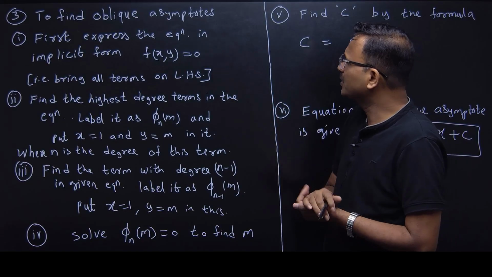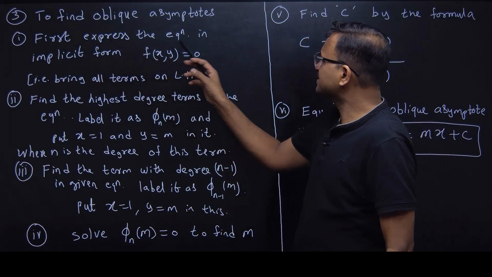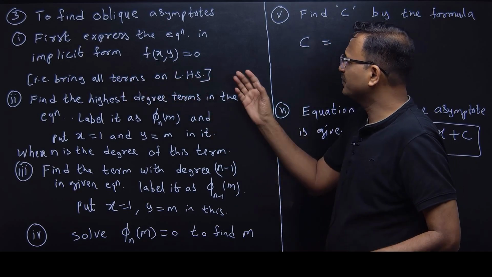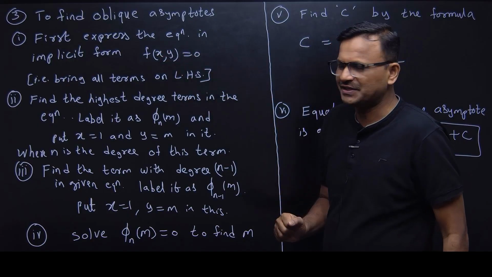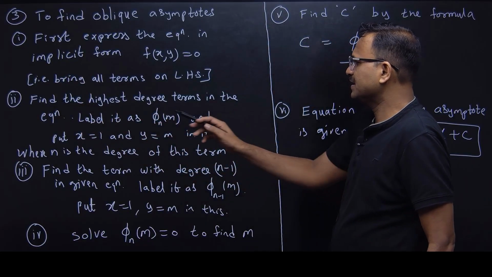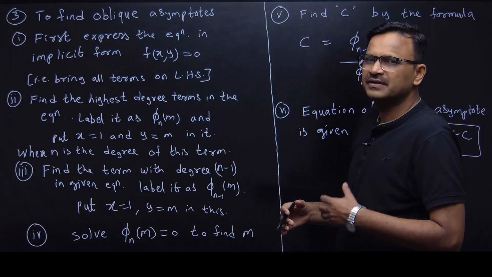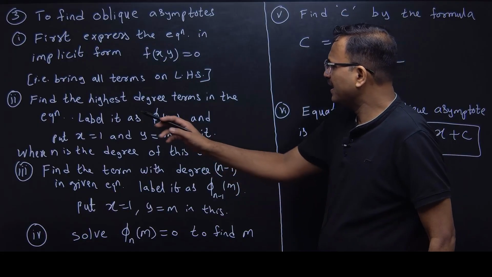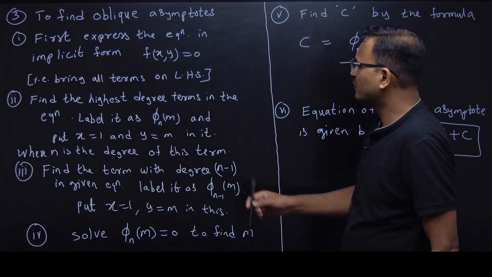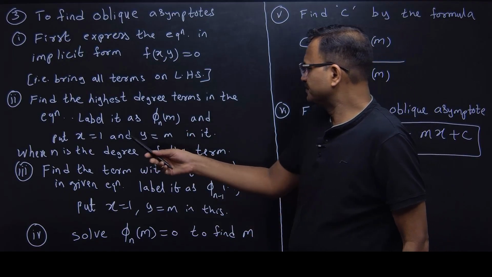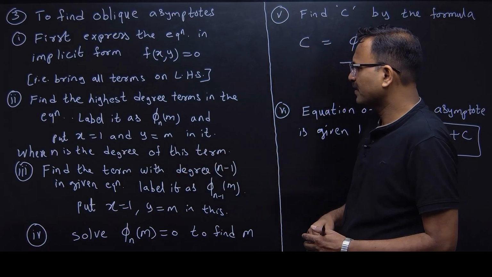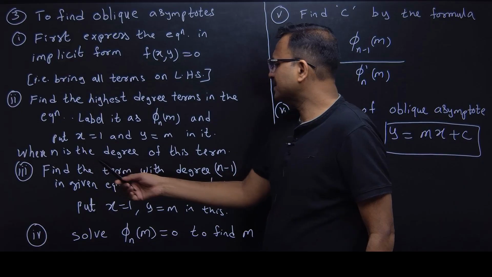To find oblique asymptotes, first we express the equation in the implicit form, f of x comma y is 0. In simple words, we bring all terms in the equation to the left hand side. Then we find the terms of the highest degree in the equation. Label it as phi suffix nm, phi nm. And in that we put x is 1 and y is equal to m. And this n, remember, represents the degree of this term.